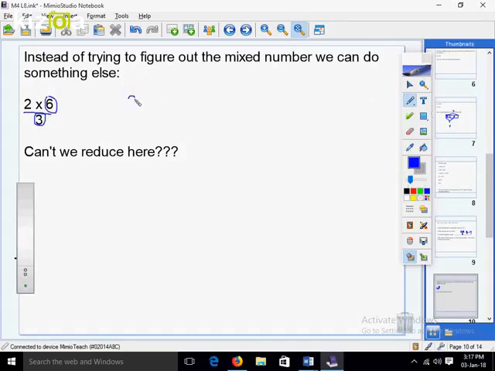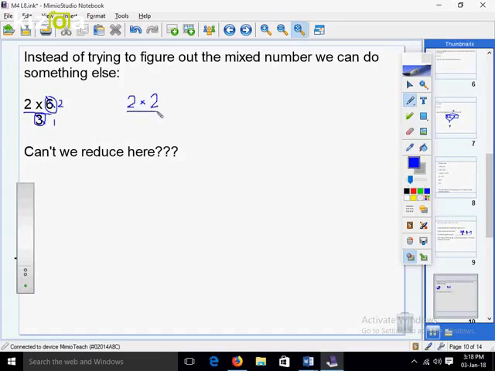Okay, I'm going to keep my 2 there because I'm not doing anything with it, but I do know that 3 can go into both 6 and 3. So I'm going to cross out 3. 3 divided by 3 is 1, okay, and 6 divided by 3 is 2. So now my 6 has become a 2, and I'm going to multiply 2 times 2 over 1.